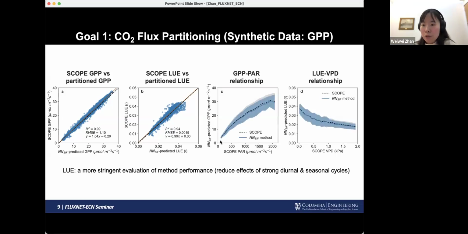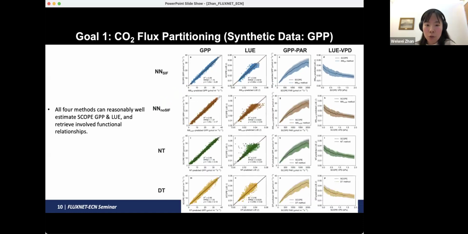And then we also take a further look at whether our model can learn the functional relationships as implemented in the SCOPE model. So we check 2 relationships. The first one is the GPP-PAR relationship, and the second is the light use efficiency-VPD relationship. And we find our model can learn and reproduce these relationships. So this is the result for our model, and then we did the same thing for the other 3 methods. Generally speaking, all methods can do a reasonably okay job in reproducing GPP and its associated functional relationships.